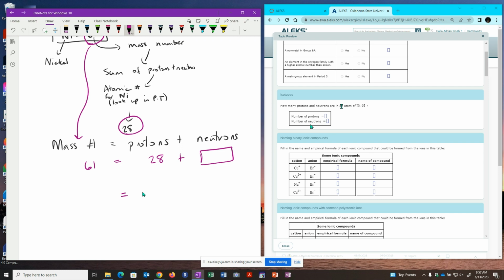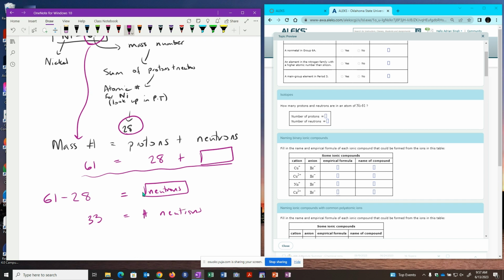mathematical operation. We need to rearrange our equation so we can take away the 28 from both sides, and we end up with the number of neutrons left on the right side. So 61 minus 28 gives whatever that is, right? So that would be 33, the number of neutrons.